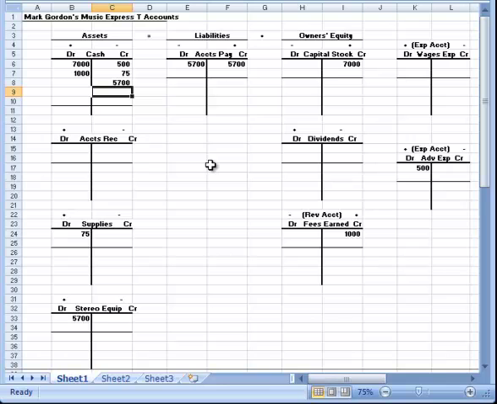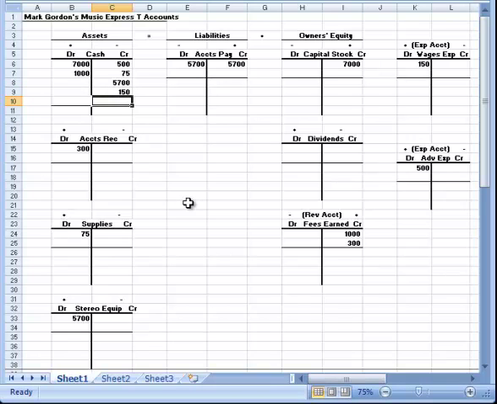G said provided music at a wedding reception. The bride's father was billed $300. Payment is due in 30 days. And we debited accounts receivable for that $300, and we credited fees earned for $300. H said paid wages of an assistant $150, and we debited wage expense $150, and we credited cash $150.